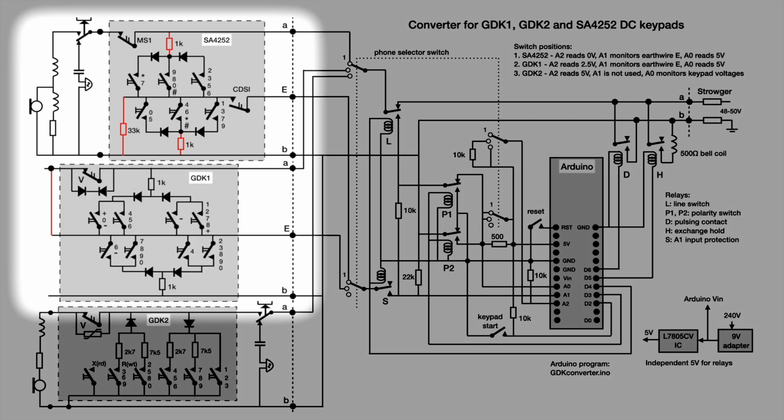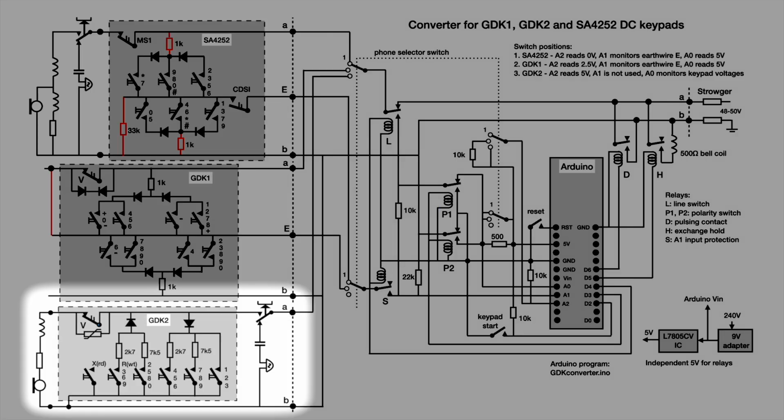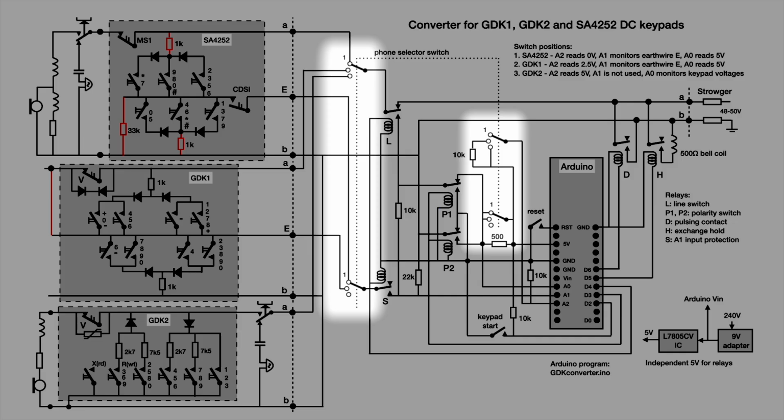You will now notice the similarity with the GDK1 circuit in the middle on the left. The main difference is the combination of contacts for each key. The circuit of the GDK2 is different, where it has no connected earth wire and it uses another set of resistors. The phone selector switch has 3 positions for choosing which telephone or keypad is connected to the converter. The Arduino is informed about that choice by monitoring analog input A2. The input is 0 volt when the SA4252 is selected, 2.5 volt for GDK1 and 5 volt for GDK2.